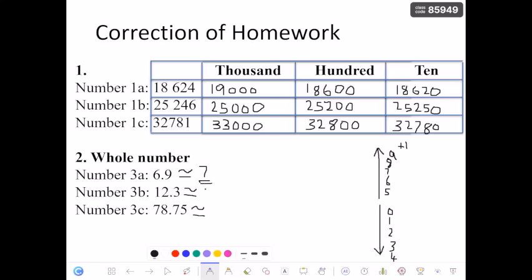So 12.3, the whole number is 12. Then check, look at 3. 3 is round down, so there's nothing you can do. You can't add 1 to 12. So this is the answer to number 2.